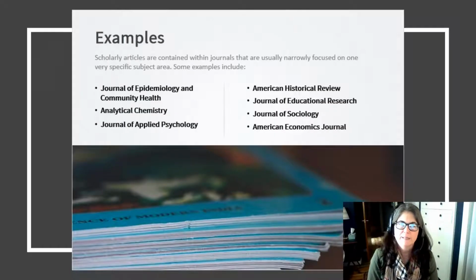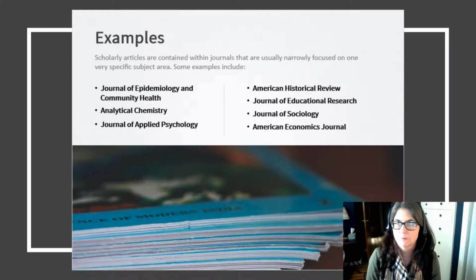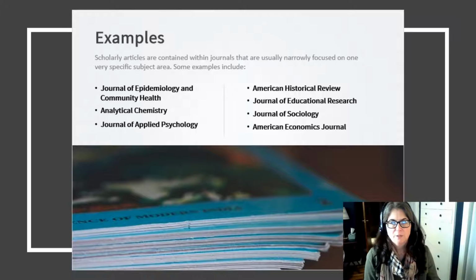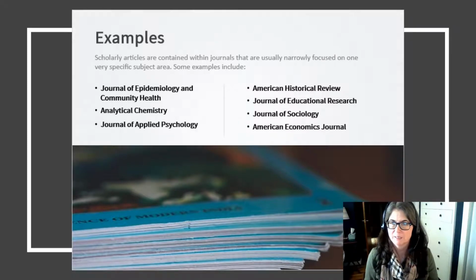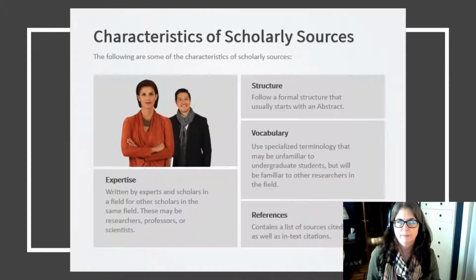Here are some more examples of titles of scholarly journals, so you can kind of get an idea about how they are subject specific. For example, Analytical Chemistry or Journal of Applied Psychology. And you can probably get a sense that they're not the type of thing that you would just pick up to read for fun. They have a very specific purpose and they're read in a very specific context. And that will become a little bit more clear as we go on.